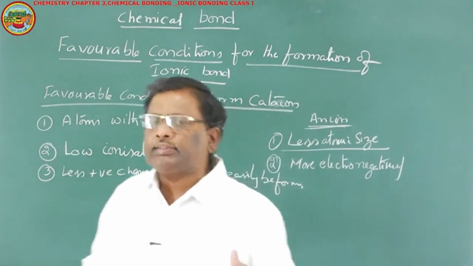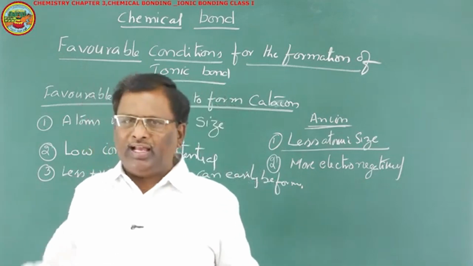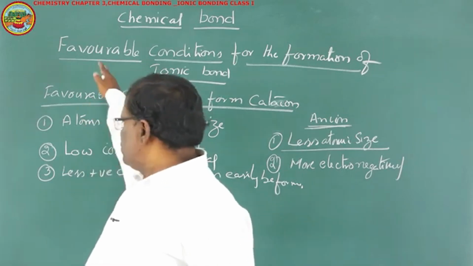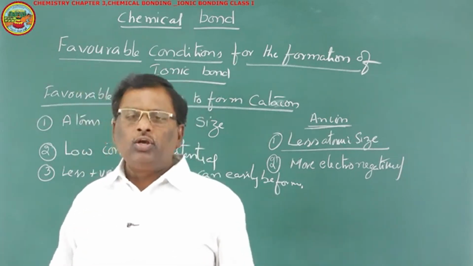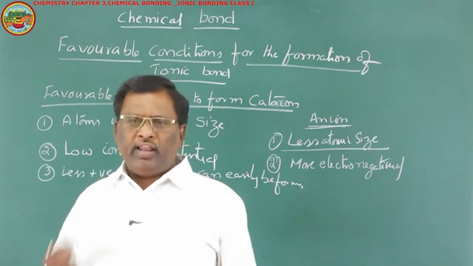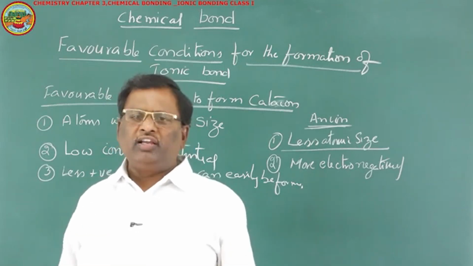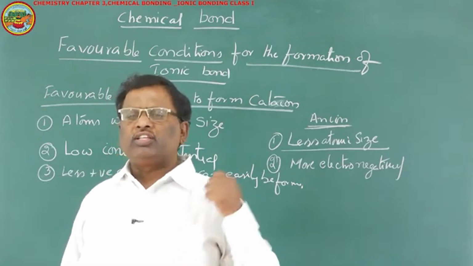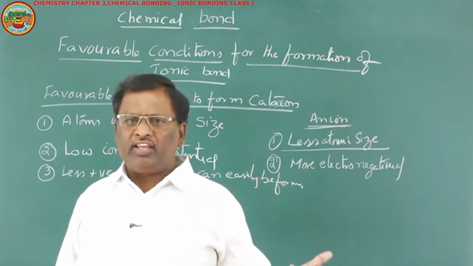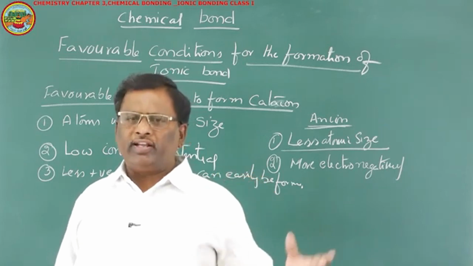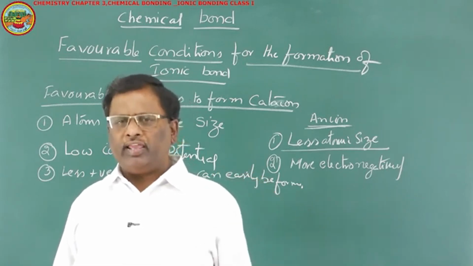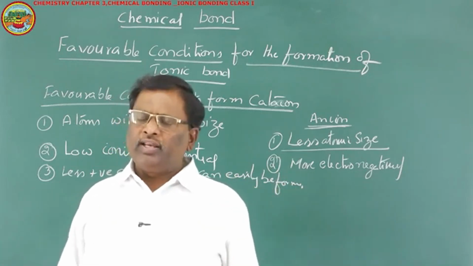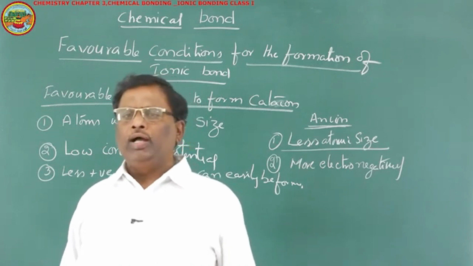Once the two bonded atoms have the particular characters we have discussed, the atom which is large in size, has low ionization potential, and has a smaller charge on its cation can easily form a cation. Similarly, an atom which is smaller in size, has high electronegativity and a lower negative charge can easily form an anion. If such two atoms are in contact with each other, an ionic bond can easily be formed between those two atoms.